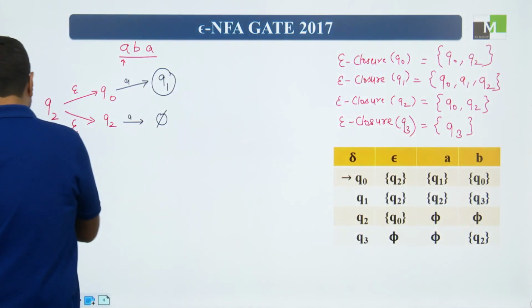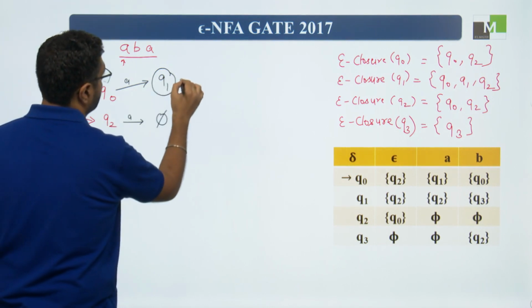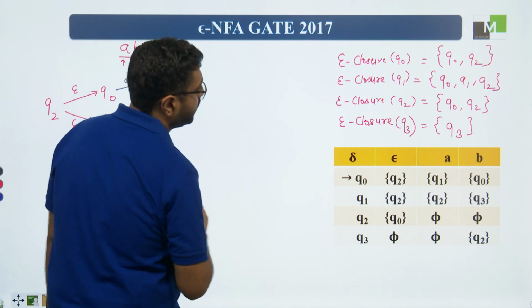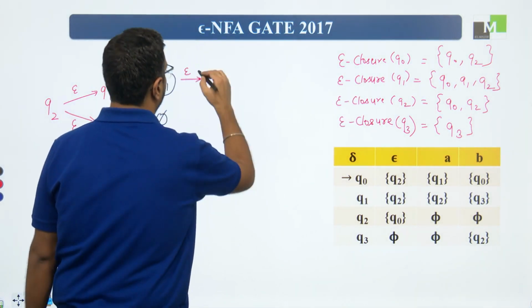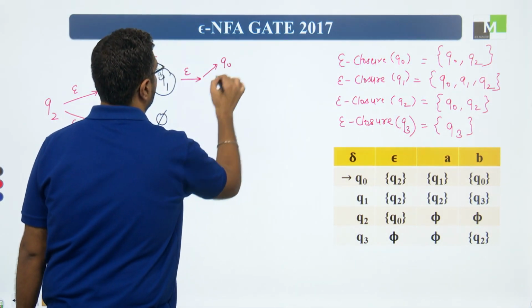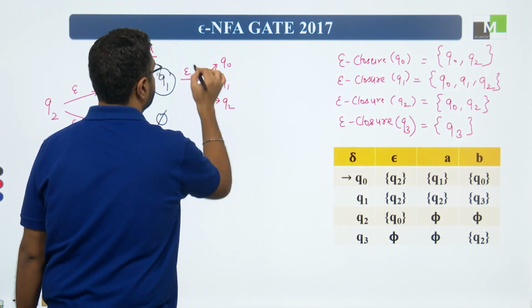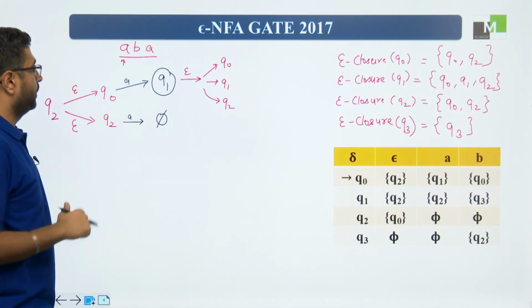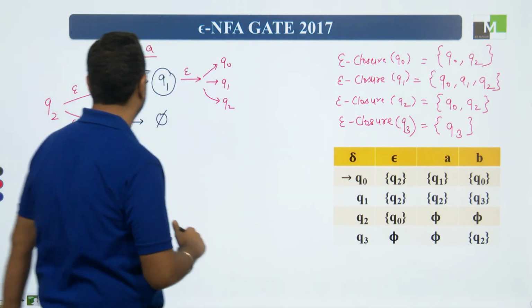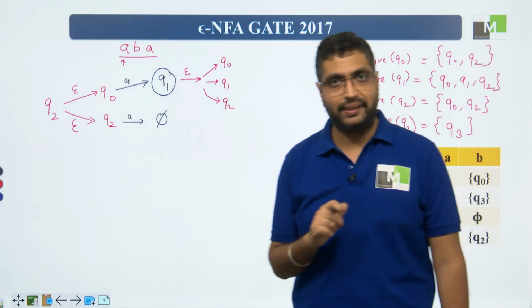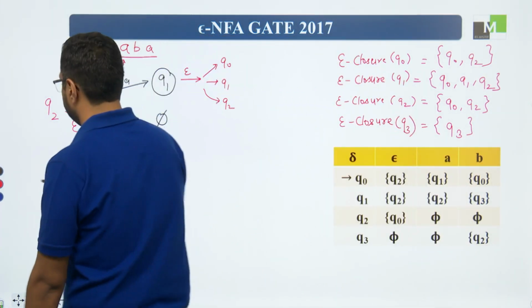So Q1's epsilon closure needs to be calculated. What is the epsilon closure of Q1? It is coming out to be Q naught, Q1, Q2. So this is the epsilon closure of Q1: Q naught, Q1, Q2. Now I will apply the symbol B, right? So let's apply the symbol B.